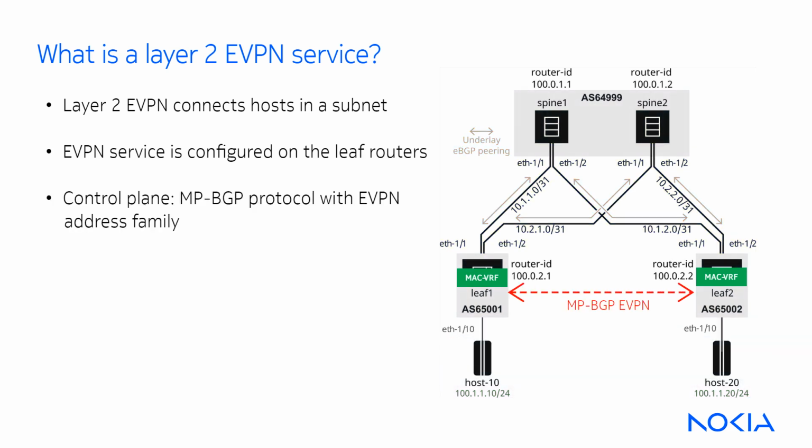As the control plane, multi-protocol BGP sessions with the EVPN address family are configured between all leaf routers. Data plane tunnels are needed between the leaf routers. VXLAN is the de facto tunnel type in data centers. In this video, we will show how to configure a Layer 2 EVPN service on the leaf routers to allow connectivity between hosts belonging to the same subnet.